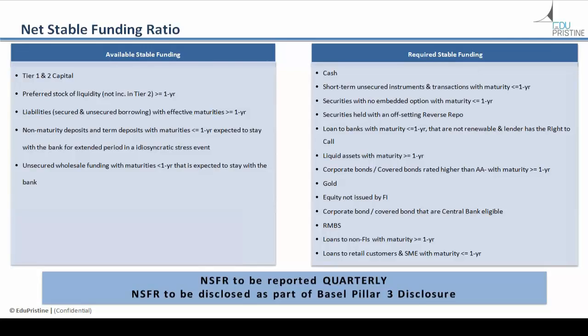The required stable funding is cash, short-term unsecured instruments and transactions less than 1 year, securities with no embedded option with maturity of less than 1 year, securities held with an offsetting reverse repo. You can see the list there. I'll just pick out a couple more which are very important. Loans to banks with maturity of less than 1 year. Liquid assets with maturity of greater than 1 year. There are not many of those, but there are a few. RMBS, equity not issued by FI.